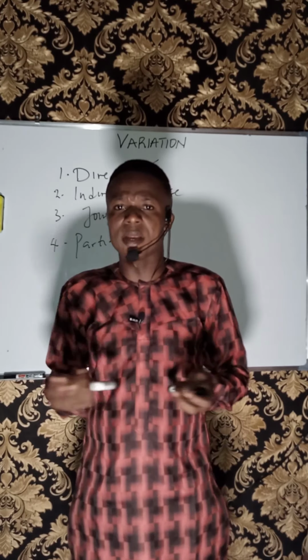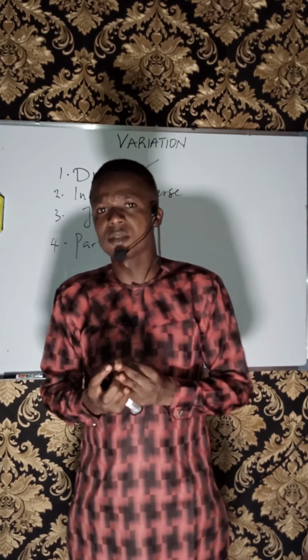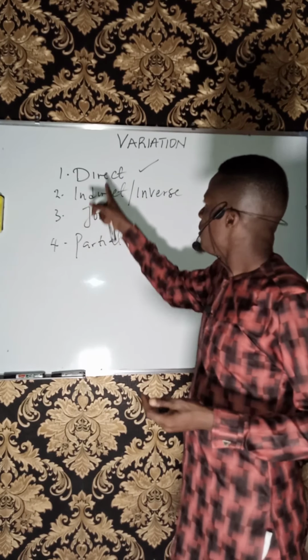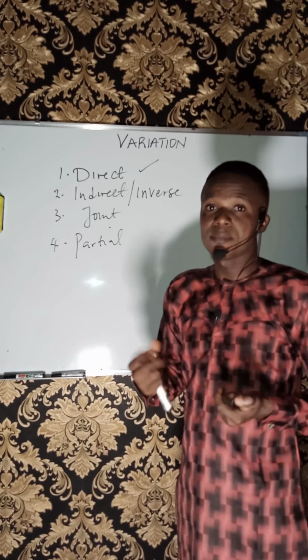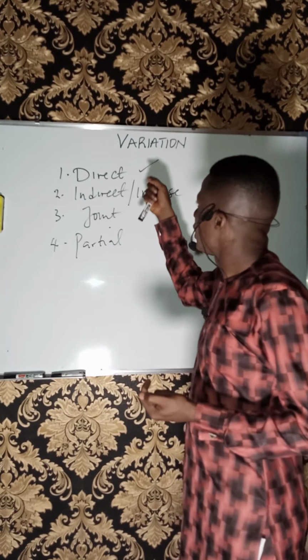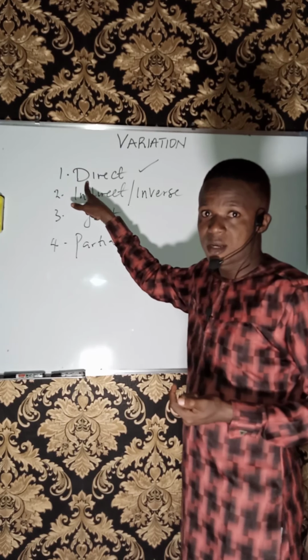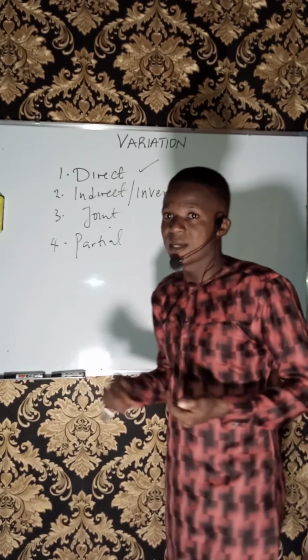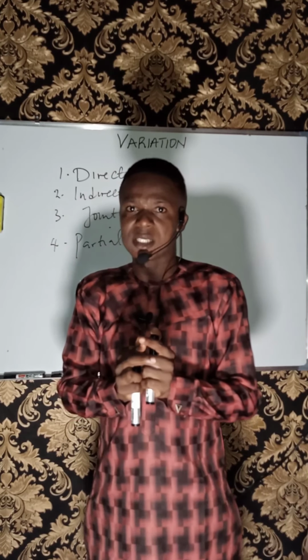All right, from the name joint, it's talking about an amalgamation, a coming together of these two types of variation, talking about two or more quantities that vary directly or inversely, or a combination of both direct and inverse. That is a joint variation.